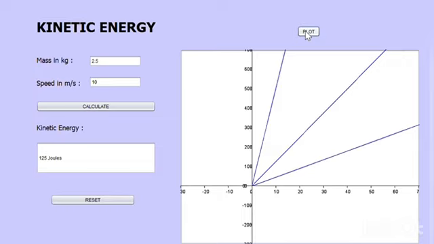As you can see, all of these graphs are linear graphs, since this is a kinetic energy versus mass graph. This is because the equation for kinetic energy is KE equals half mv squared. Kinetic energy has a direct relationship with mass, meaning that as mass increases, so does the kinetic energy of an object. The same is true of velocity.